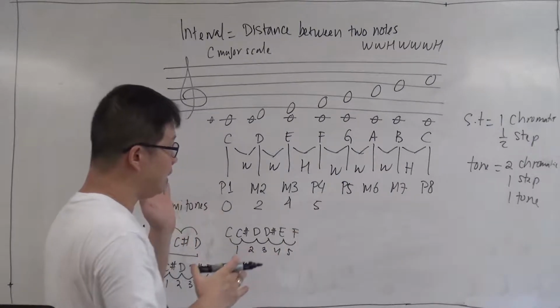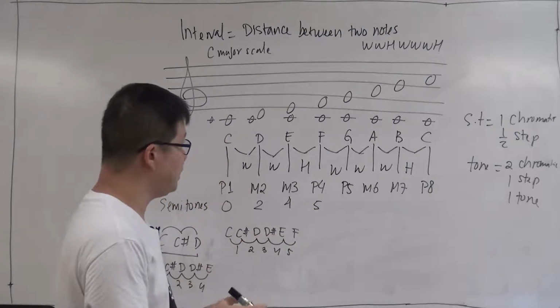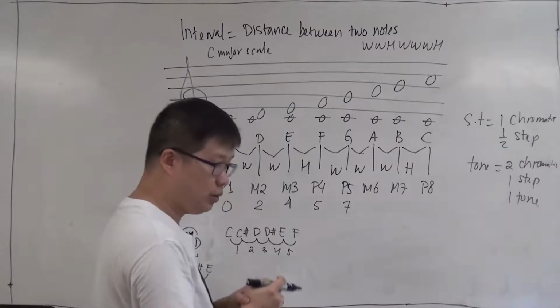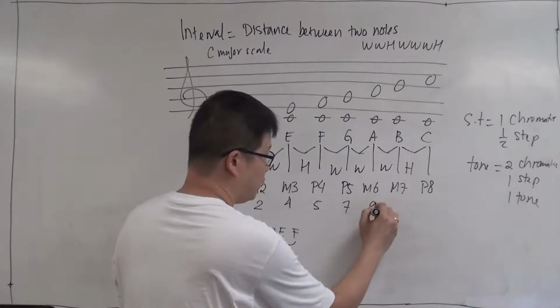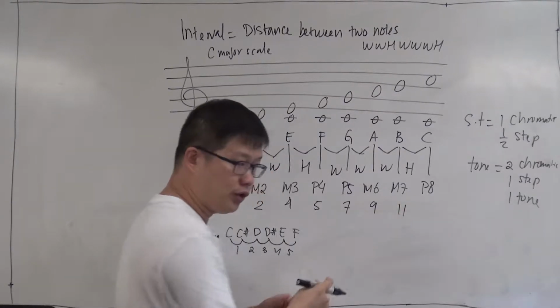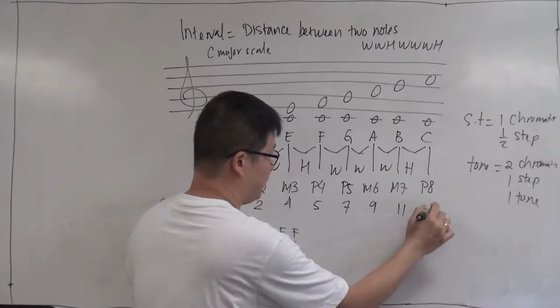Now you will do exactly the same until you reach the P8. Okay, now for C to G, basically you have 7 semitones. C to A, you have 9 semitones. C to B, you have 11 semitones. And finally, C to higher C, you have 12 semitones.